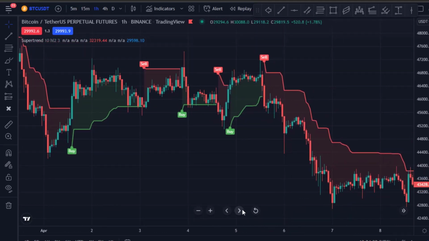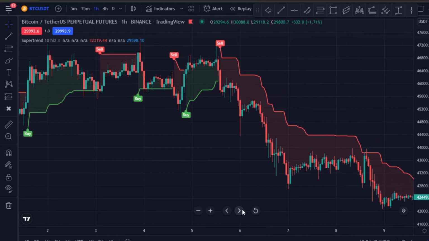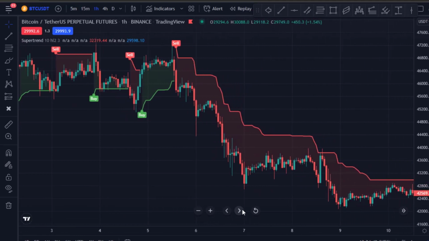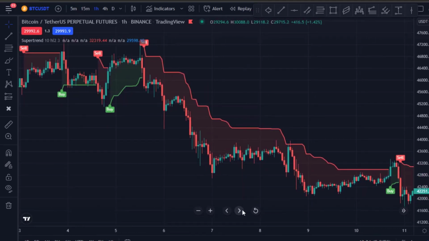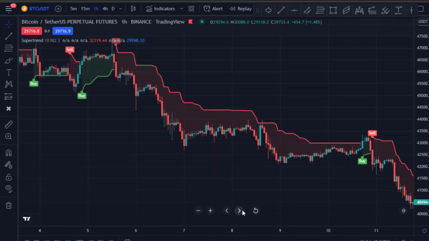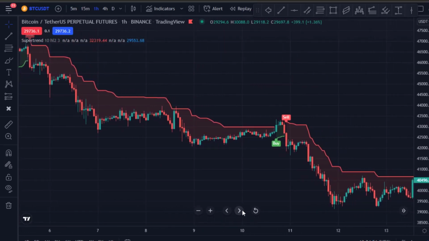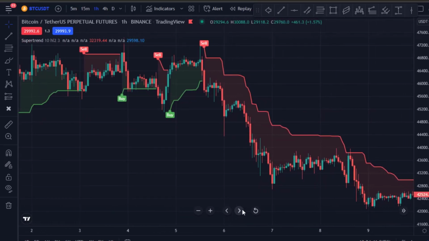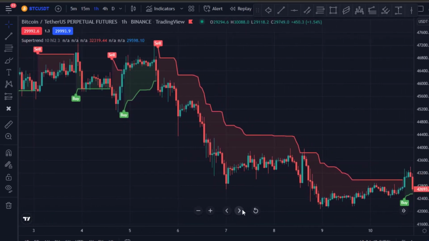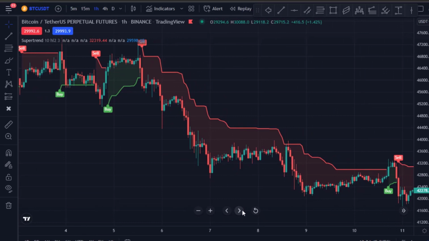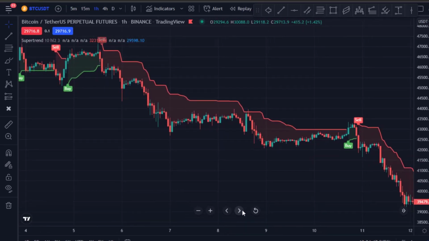A good thing about this indicator is that not only is it very simple to use, but it's also a very good indicator because the Supertrend is based on the ATR. That means the indicator generates signals not only based on the momentum but also the volatility of the market.